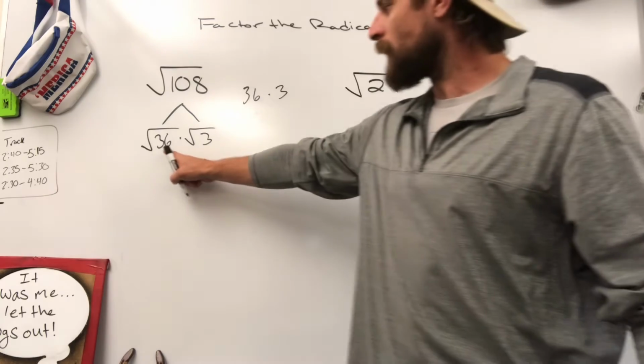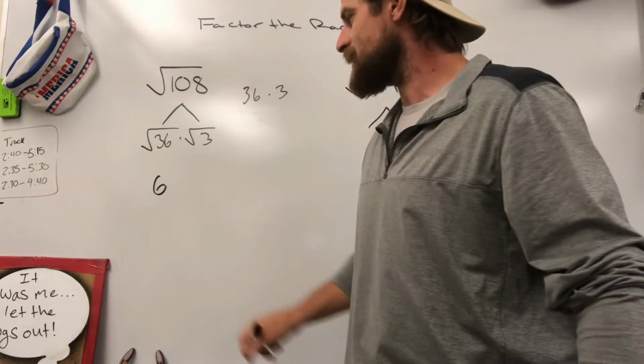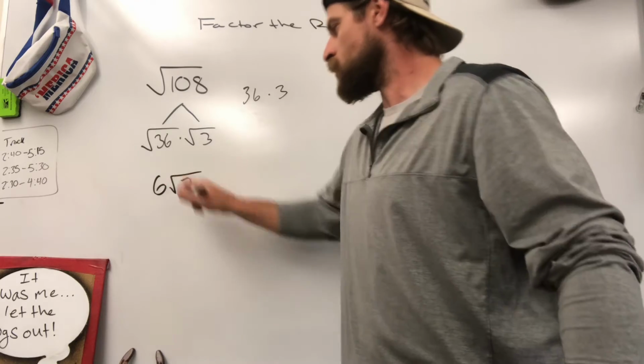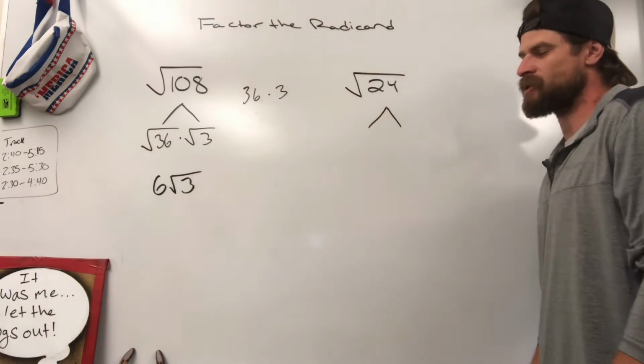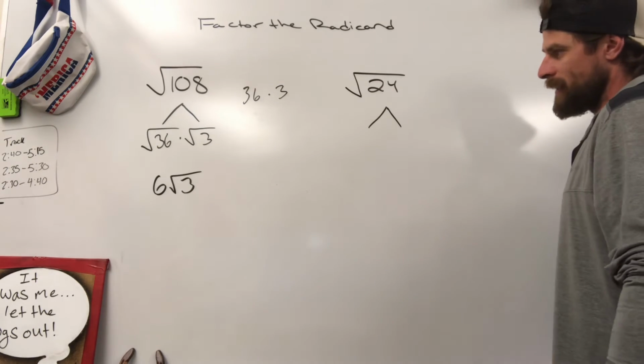Okay, and now I go one more step further because that's a perfect square. We can make this nice and neat, and we're still left with the square root of 3 attached. So 6 root 3 would be your result there after factoring this radicand.